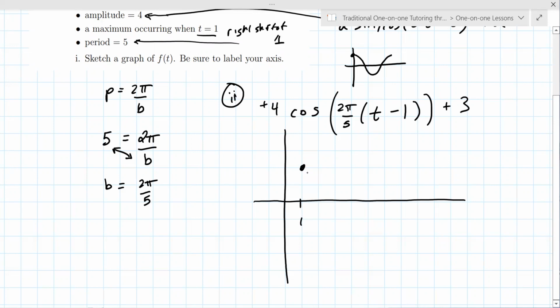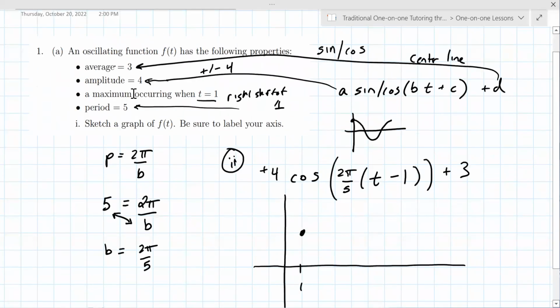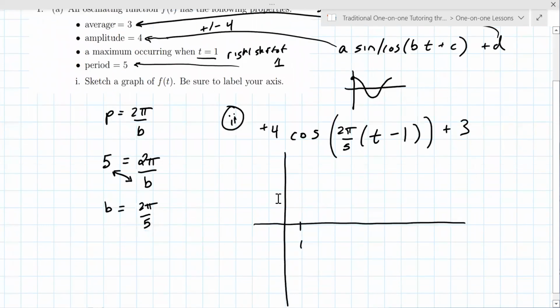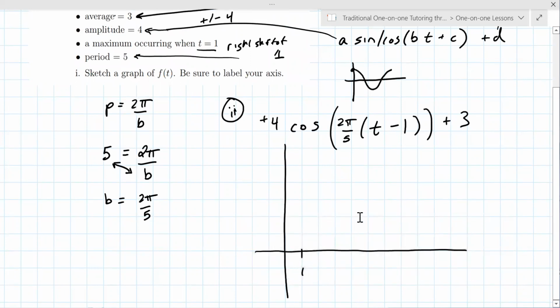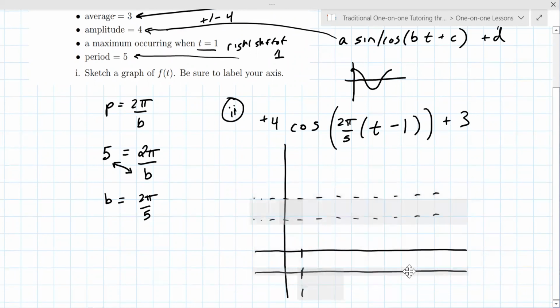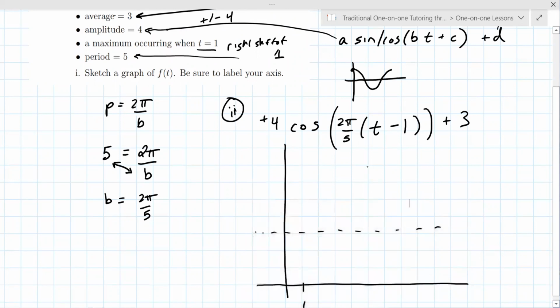Mm-hmm. And that's the question, how accurate does your instructor expect you to be with these? Because a cosine starts high, goes low, and then comes back. Now we know the average is 3. So actually, this isn't right. I apologize. The average is 3. That's your center line. I gotta give myself more room to do this. So the center line is at 3. I still haven't given myself enough room. Okay, there we go. So that means that's the midpoint.